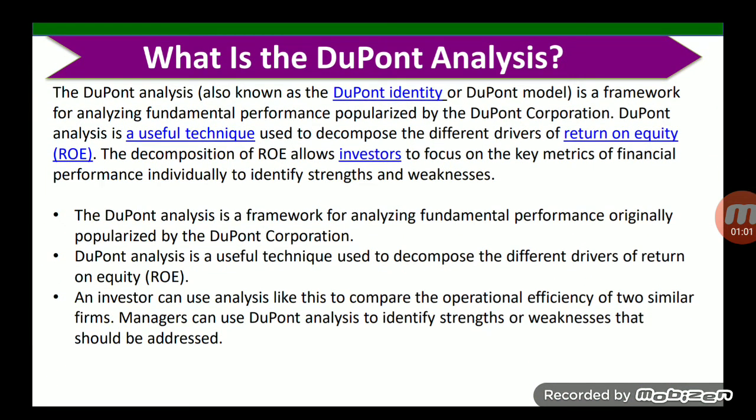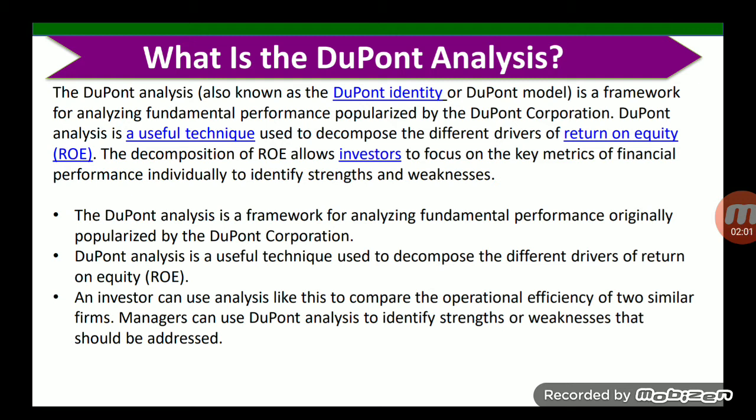What is DuPont analysis? It is also known as DuPont identity, or sometimes it is also called the DuPont model. It is a framework for analyzing fundamental performance popularized by the DuPont Corporation. DuPont analysis is a useful technique used to decompose the different drivers of return on equity (ROE). What is ROE? Return on equity means whatever return is earned on the equity capital. So the total net income divided by the total equity capital. So this DuPont analysis is a useful technique to decompose the different drivers of the return on equity.